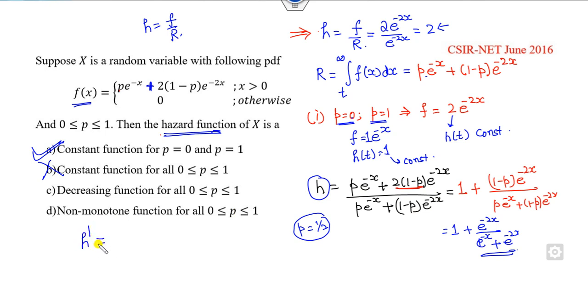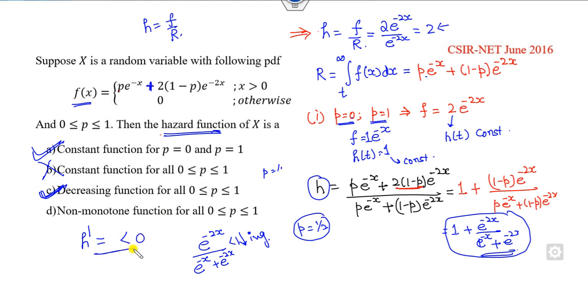So look at that, this is my h. If I take that derivative, so 1 will be 0. So for all p, if I take p as half, this is my expression. Fine. And clearly e raised to power minus 2x divided by this is a decreasing sequence. Fine, this is always less than 1, so this result holds. Otherwise you can find the derivative of this; it will be less than 0 for all the p. Because it's a decreasing sequence, it can never be non-monotonic. Non-monotonic means it is neither increasing nor decreasing. So the right answer is A and C.